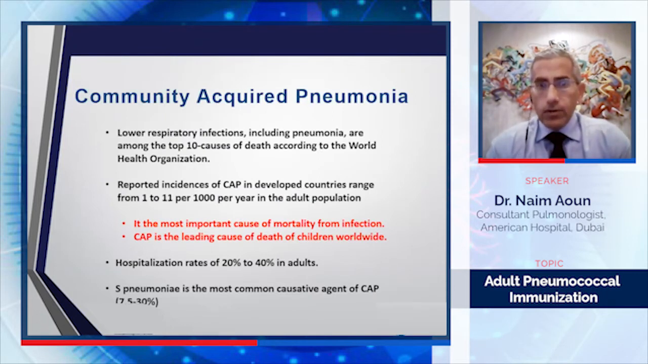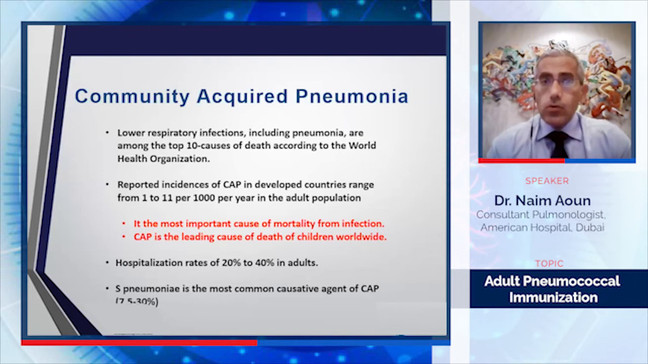So as you know, lower respiratory infections, including pneumonia, are among the top 10 causes of death, according to the World Health Organization. Reported incidences of community-acquired pneumonia in developed countries range from 1 to 11 per 1,000 individuals per year in the adult population. It's the most important cause of mortality from infection in adults. You know, you have cardiovascular disease, cancers, etc., that precedes it. But among all infections, pneumonia is the most common cause of death. While in children, unfortunately, community-acquired pneumonia is the leading cause of death worldwide.